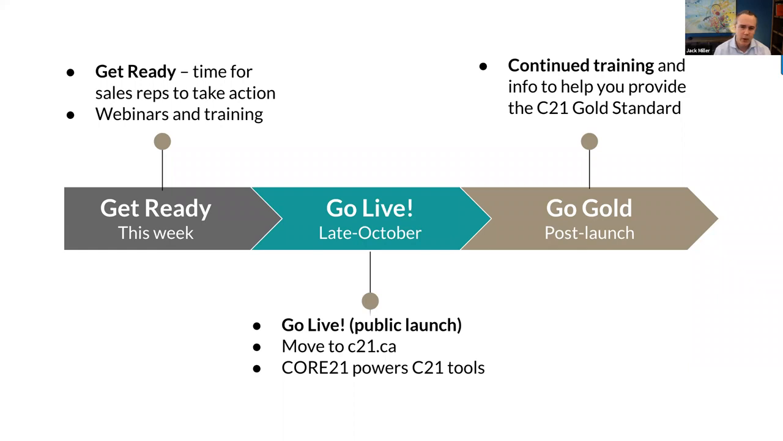So when we do go live, everything will show up at c21.ca. That is the short domain that we will be moving everything to. All of the current public domains will be redirected there. So century21.ca, our test domain that we're on right now, century21canada.ca, will be moved and directed towards the short domain for the live site. So that's how that's going to work. And then at that point, CORE21 will be your main tool to power everything.